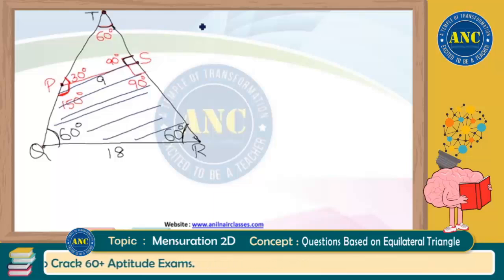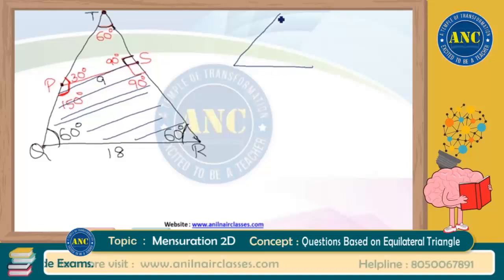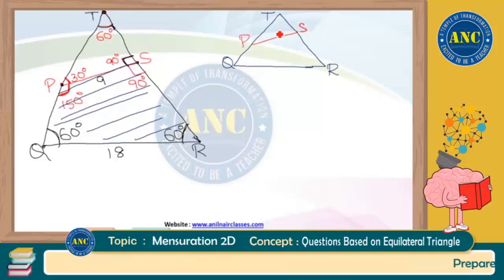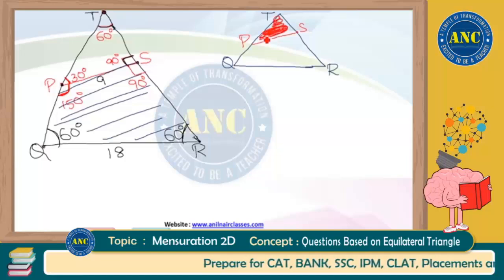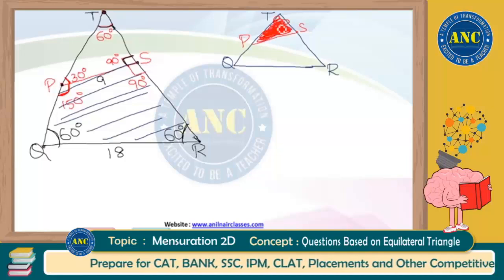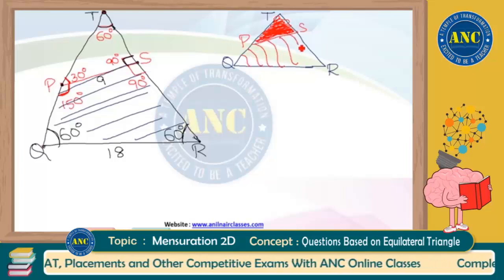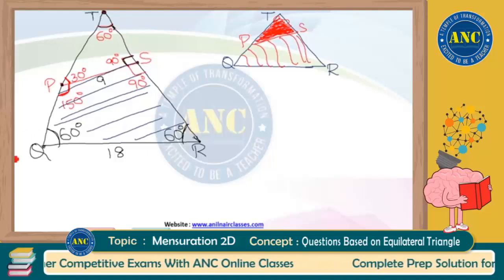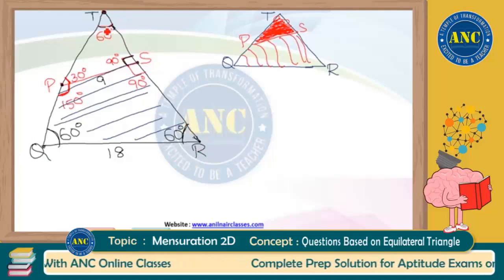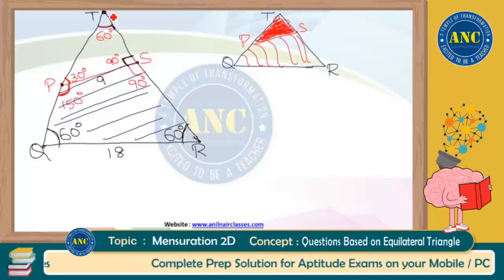How can I find that shaded portion area? From that bigger triangle. What is that bigger triangle? TQR. From this entire bigger triangle, I remove this smaller triangle PTS. From this bigger triangle, I will cut this part, the upper smaller triangle. If I cut it off, I am only left with this beautiful quadrilateral, right? That means from the bigger triangle TQR area, remove this smaller triangle TPS area.